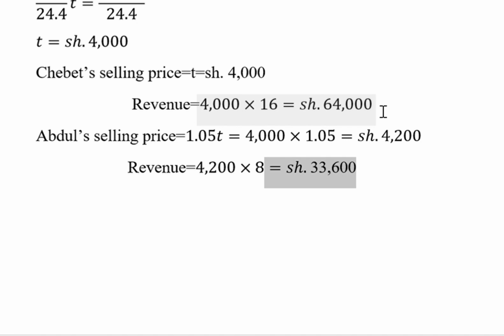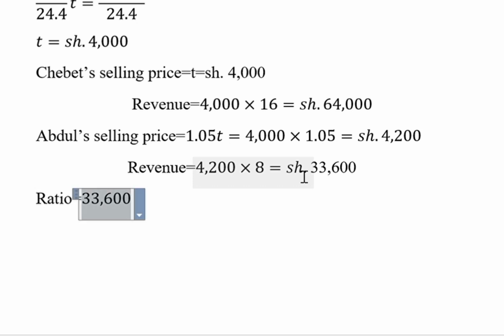So this is the revenue from the sale of his goats, and this is the revenue from the sale of Chebet's goats. The question wants us to find the ratio of these revenues. So the ratio will be given by the revenue for Abdul, which is 33,600, to the revenue of Chebet, which is 64,000, and that simplifies to 21 to 40.